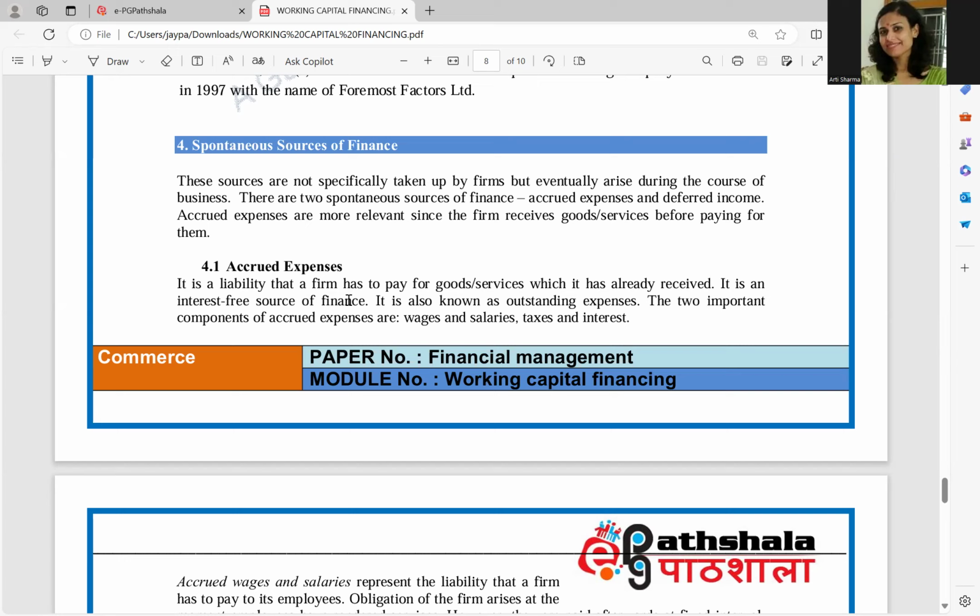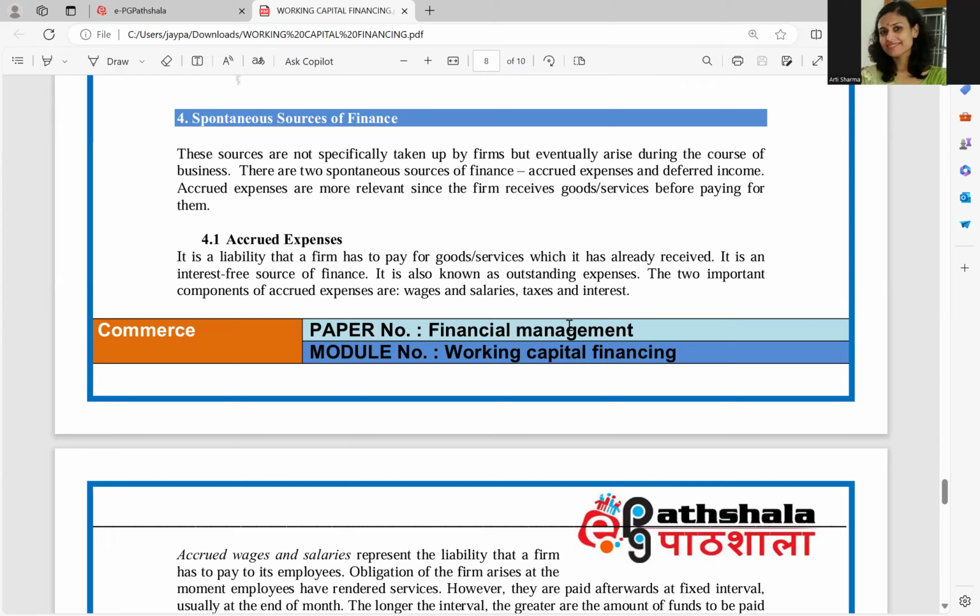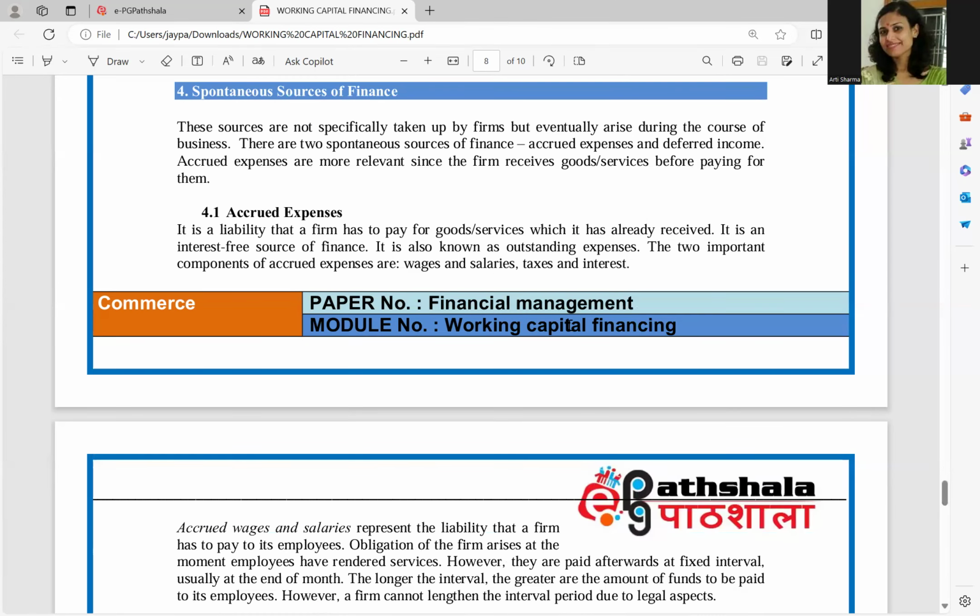And taxes are also there. When they don't pay the taxes on time, they may delay that, and that delayed payment can also help them in fulfilling so many liabilities. And then the interest again, if they pay it on a late basis, then also they can utilize that amount in other business activities.